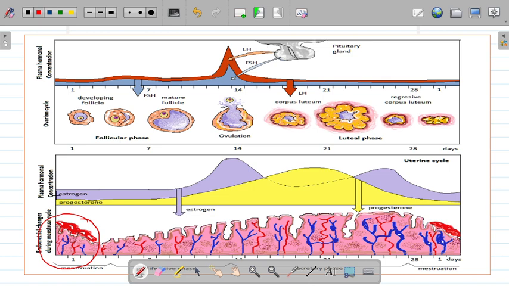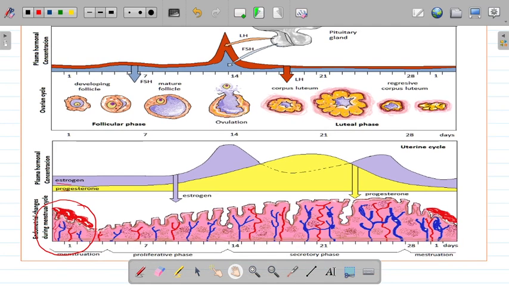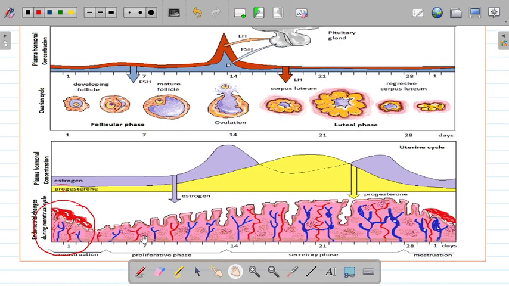Let's notice what's happening elsewhere. Estrogen levels are low, progesterone levels are low. Your luteinizing hormone and follicle stimulating hormones are still relatively normal. Then around day 7, what happens? Follicle stimulating hormone enters the game. Stimulating what? Stimulating the development of the follicle up into a mature follicle, the Graafian follicle.